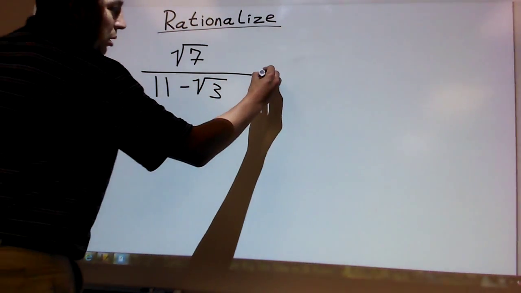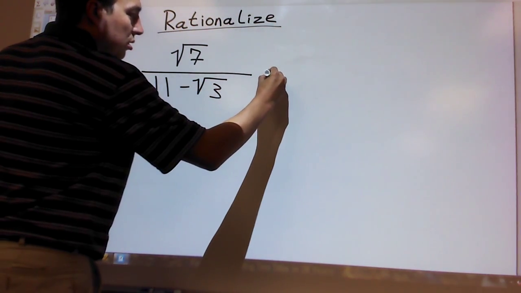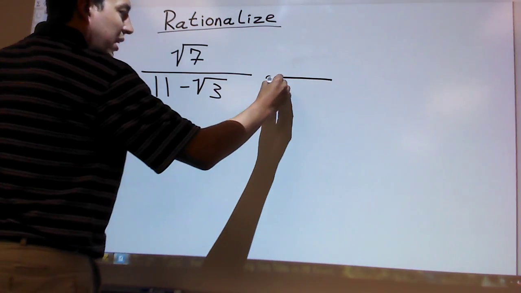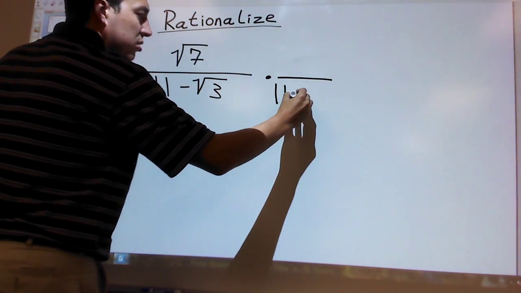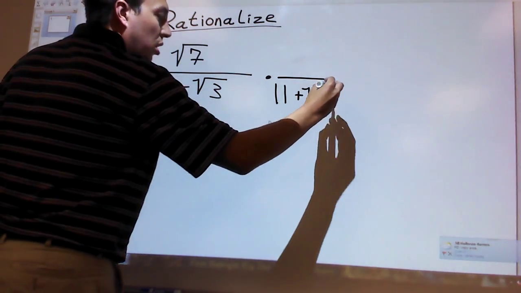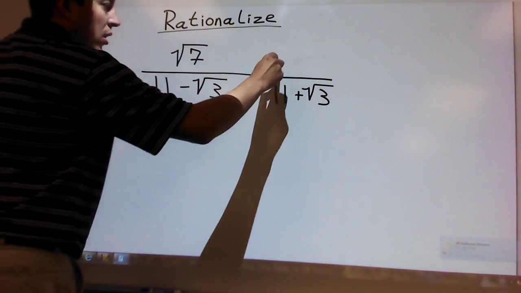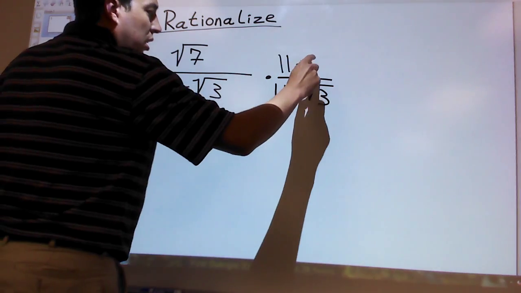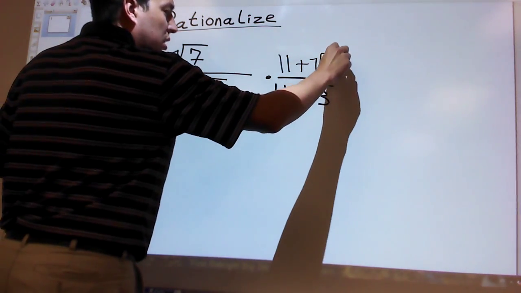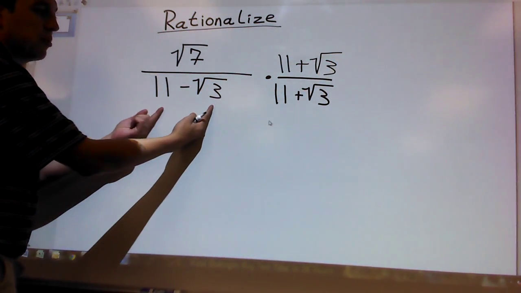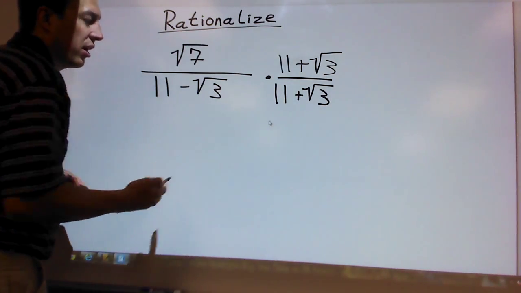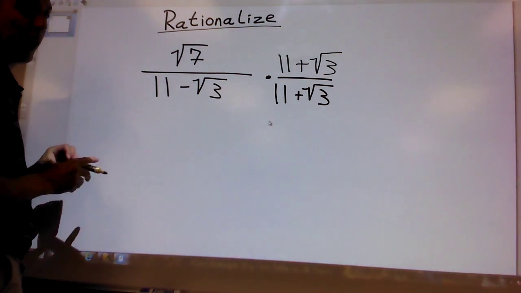I'm going to multiply by what we call the conjugate. I'm going to multiply by 11 plus the square root of 3. Multiply the top by 11 plus the square root of 3. It's exactly the same terms. I switch the sign. Let's see what happens.